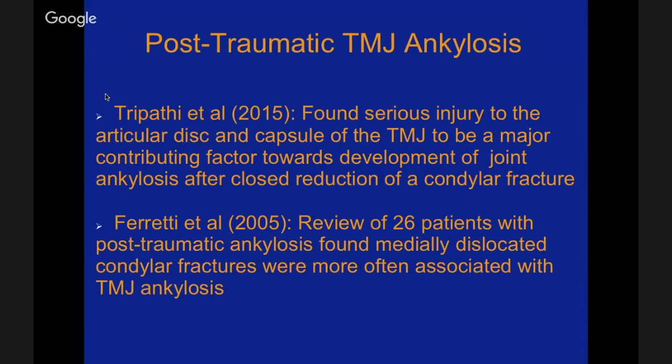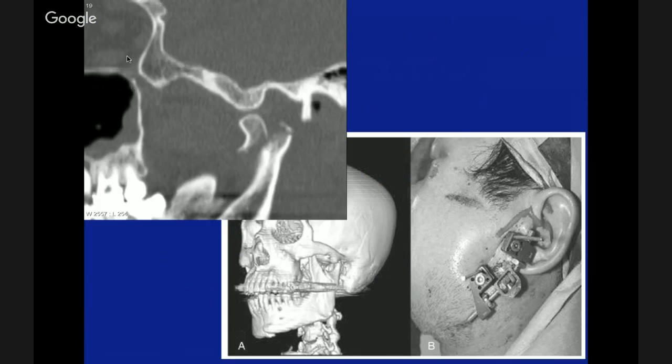So if you have a patient who has had a fracture of the condyle and has had closed reduction, it would be worth considering TMJ ankylosis in the future. The other study, a smaller study by Ferretti looking at 26 patients, found that medially dislocated condylar fractures were more often associated with TMJ ankylosis. This isn't a great image, but it shows a condylar fracture, and this is an external fixation of a mandible fracture, which you can see would obviously cause dysfunction of the TMJ.